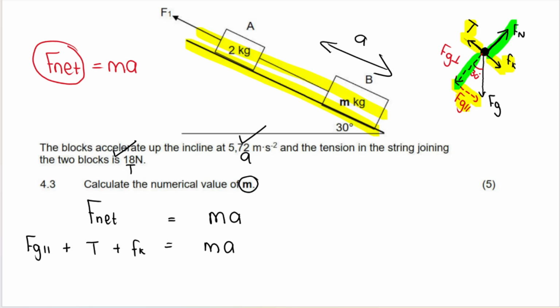Now, we are looking for mass. Here's mass. We have acceleration. We have tension. We can work out Fg parallel because we know what the weight is. Well, we can work out the weight. The mass is 2 kilograms. And to work out the weight, remember we say mass times gravitational acceleration. And once I know the weight, I can use trigonometry. I will use sine to work out Fg parallel.